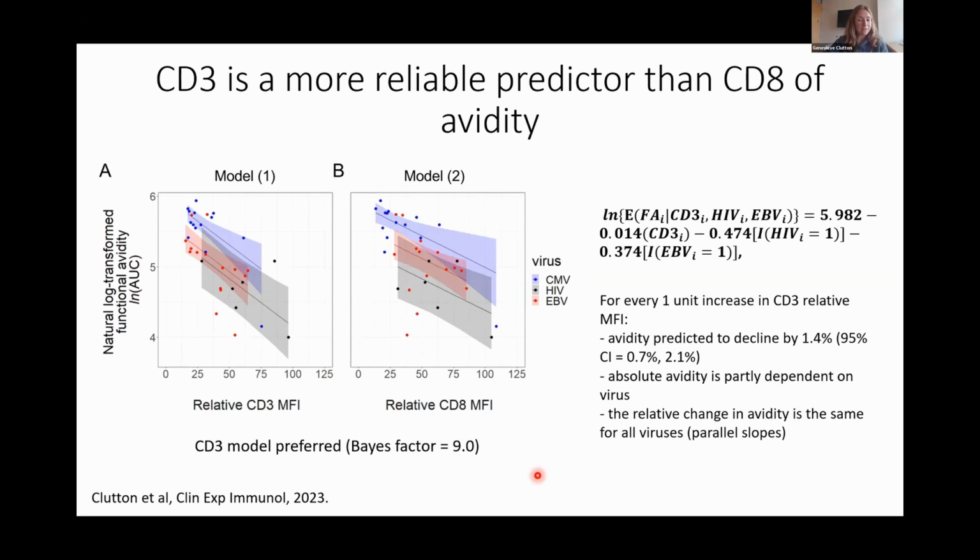They then used the Bayesian information criteria to infer that the CD3 model was preferred as a more reliable predictor of avidity than CD8. So you could just use CD3 staining if you wanted to.